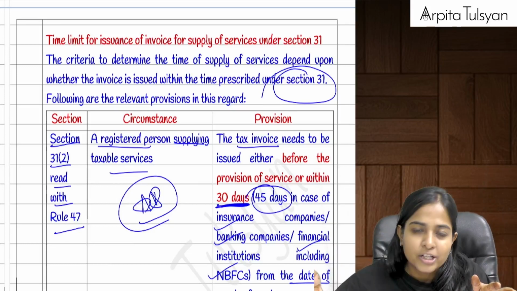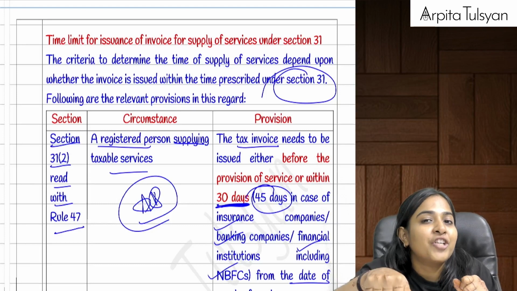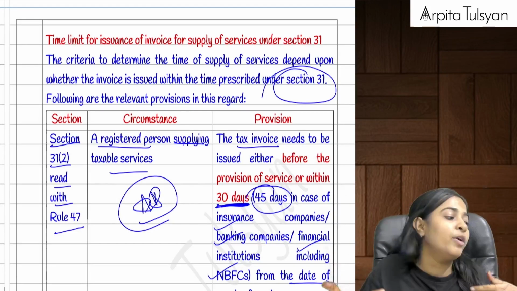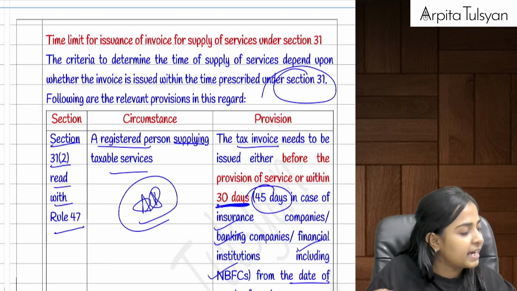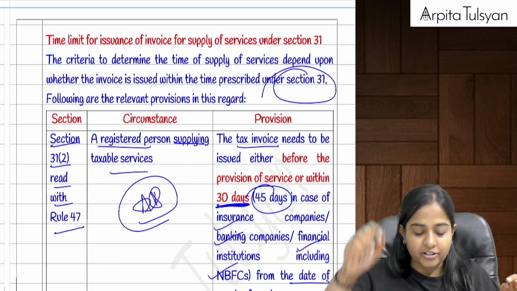Now ma'am, you told that if invoice is issued on time, then date of invoice. If invoice is not issued on time, then the date of provision of service. Means ma'am, first we will have to check whether the invoice was issued on time or not, so we'll have to compare with the due date. What is the due date of issuing the invoice? Okay, now listen, just try to understand this.